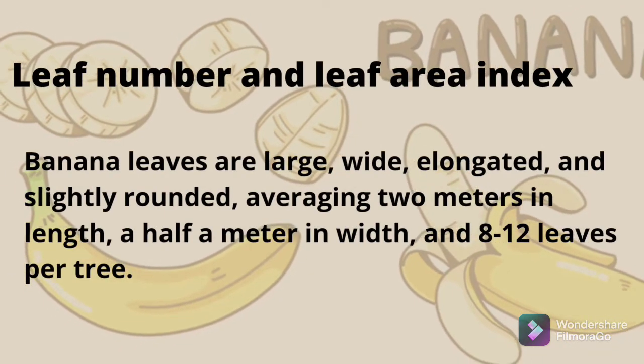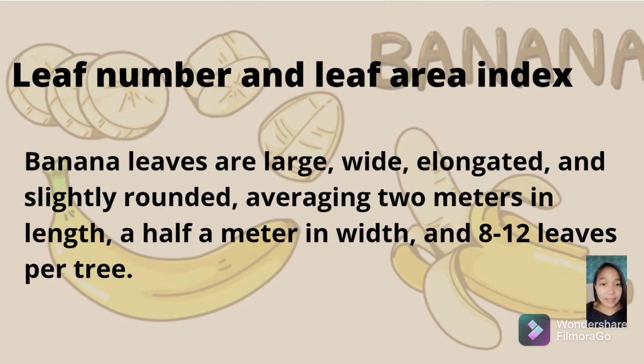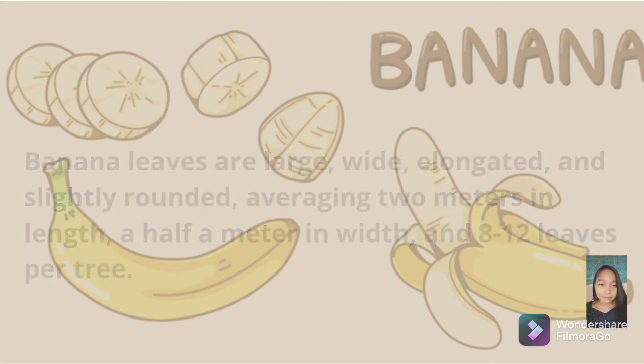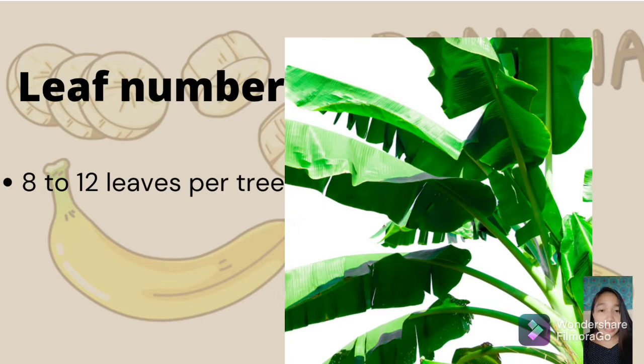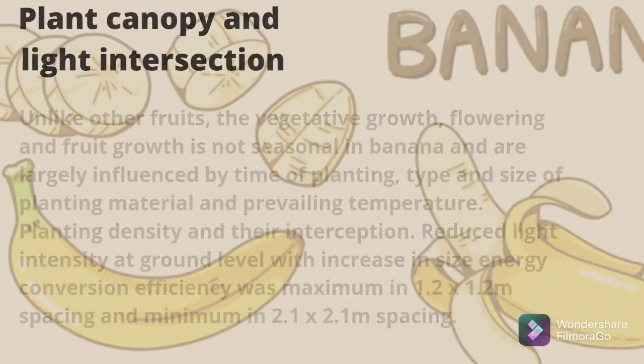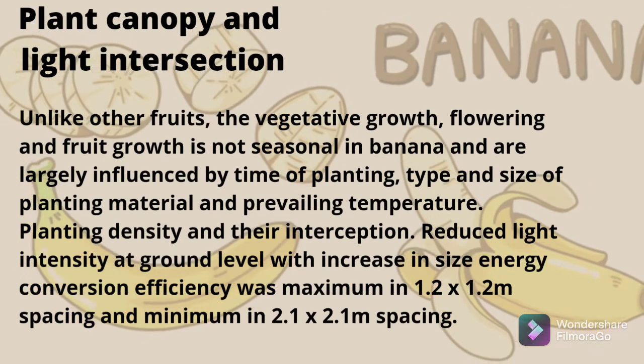Banana leaves are large, wide, elongated, and slightly rounded, averaging 2 meters in length and half a meter in width. The leaf number of a banana tree is 8 to 12 leaves per tree. Plant canopy and light interception.